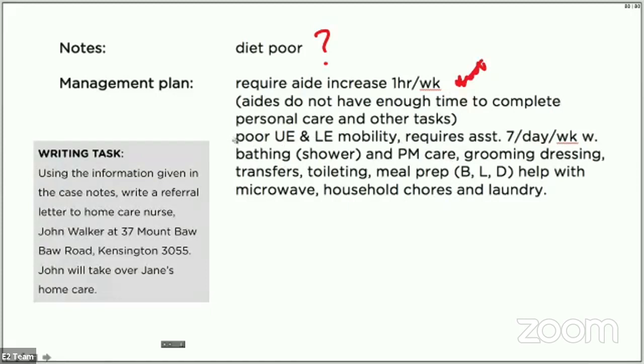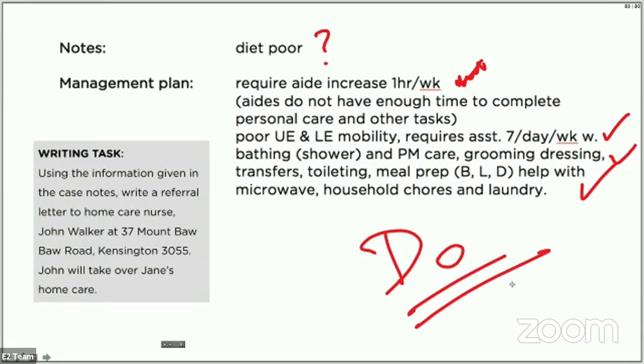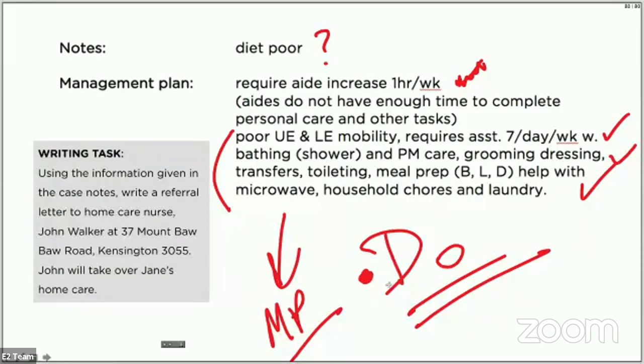Poor upper extremity and lower extremity mobility, requires assistance 7 days a week with bathing, showers, PM care, grooming, dressing, transfers, toileting, meal prep, breakfast, lunch, and dinner help. Yes, I'm going to say that all of this is certainly important for John because that's what we want him to do. And that's going to be part of your introductory sentence when you write to John and say, I'm writing to refer Jane into your care, as she requires your assistance with X. I would also include this in the final paragraph as part of the management plan, and a nicely written paragraph asking John what to do, or sorry, telling John what to do.